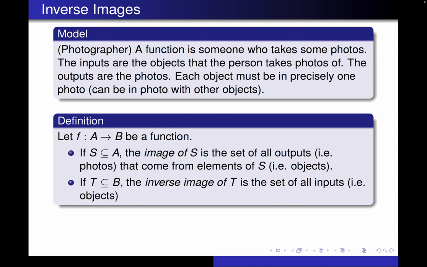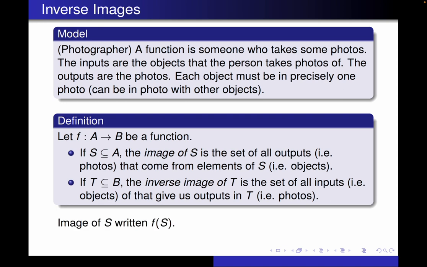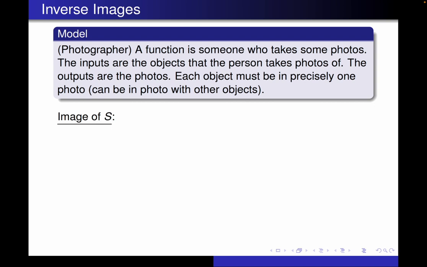If you have another set T contained in the codomain, then we say the inverse image of T is the set of all inputs, by which we mean objects, that give us the outputs that are in T, photos. So if you look at all the inputs that can give you an output in T, that's the inverse image of T. For our notation, the image of a set S is written f of S, and the inverse image of T is written f inverse of T. And I should note that f inverse of T is a notation we use even if f itself does not have an inverse function. So just want to make a note of that.